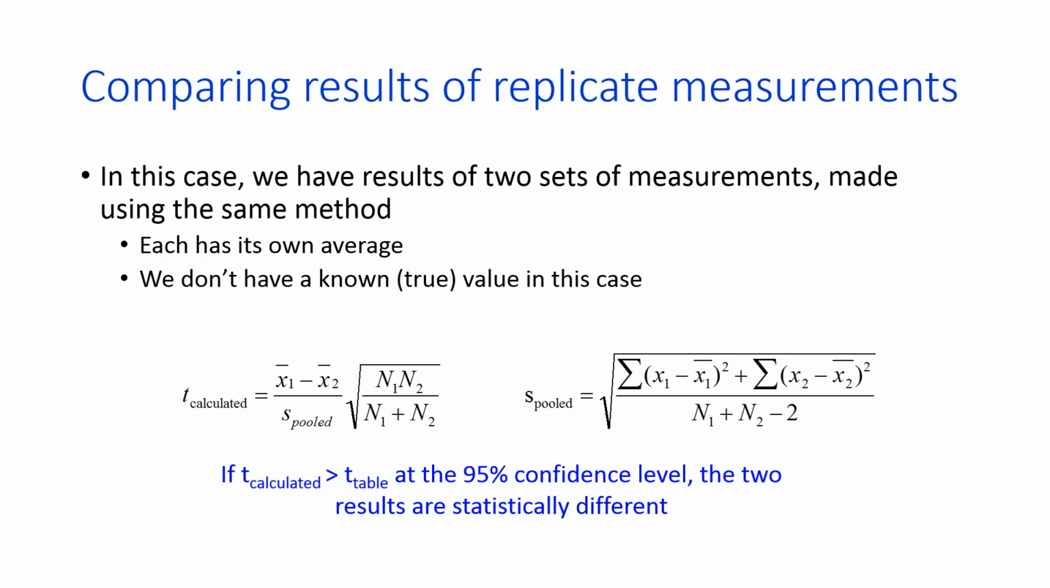And so what we do is calculate a pooled standard deviation using the equation there, and calculate a t-value using sort of a combined, we're combining sort of two instances of that equation for t, the confidence limit that we saw previously. So we calculate t, we compare it to the tabulated t-value, and if the calculated one is bigger than the tabulated one at whatever confidence level we want, doesn't have to be 95%, then we would say the two results are statistically different.